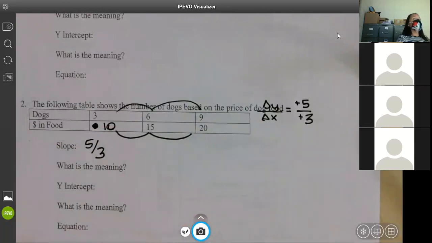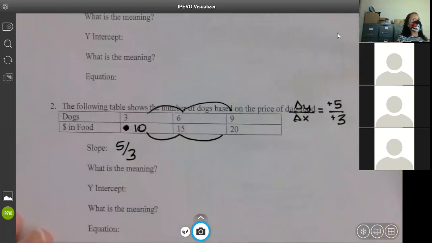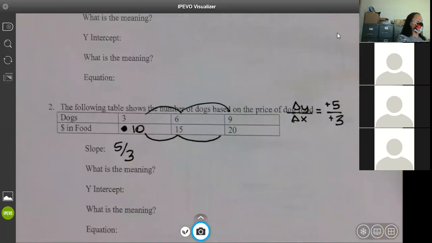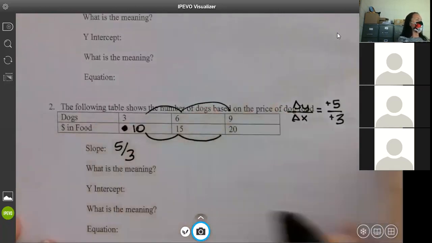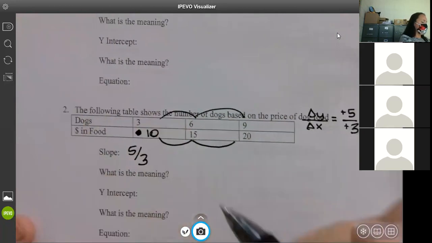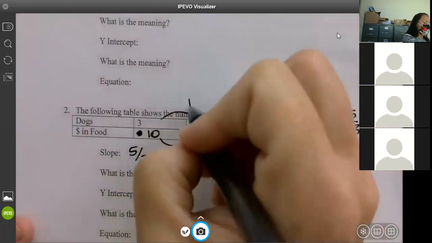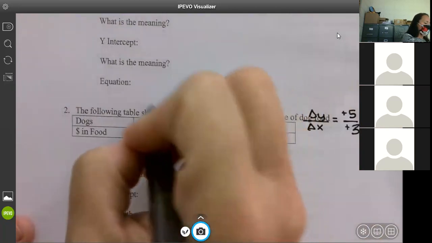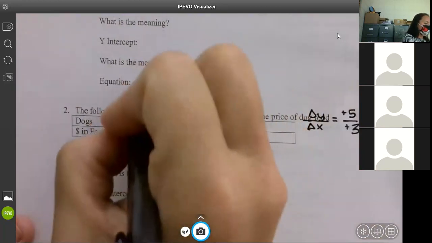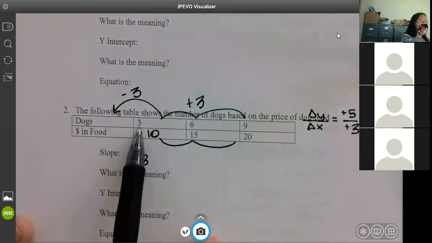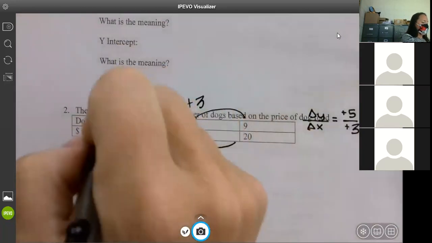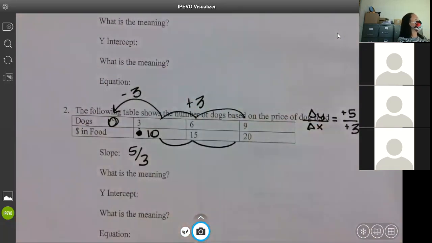So then we need to get the y-intercept. The way we get the y-intercept is we go backwards, okay? We got to get to 0. If we keep going up, we're not going to get to 0, so we got to go backwards. So we were adding 3 here. So to go backwards, we're going to subtract 3. What is 3 minus 3? 0. Remember, I told you that this is an important spot in the chart.